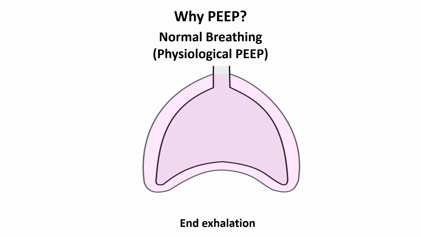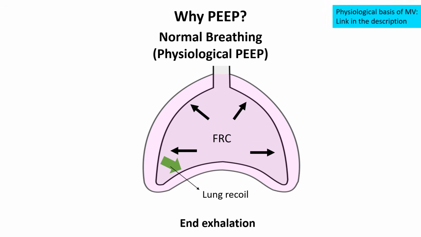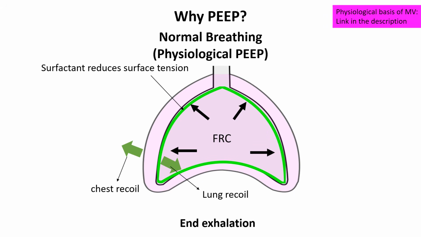When we breathe normally, our lungs stay partially inflated at the end of exhalation because of functional residual capacity and the balance between lung elastic recoil and chest wall forces. The surfactant in the alveoli also reduces the surface tension caused by water in the alveolar wall that tends to collapse them. However, during mechanical ventilation, this natural mechanism is lost, making PEEP essential.